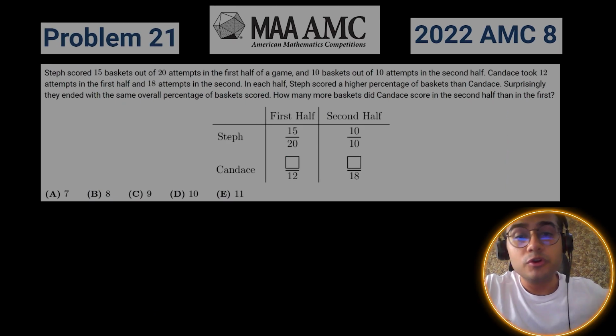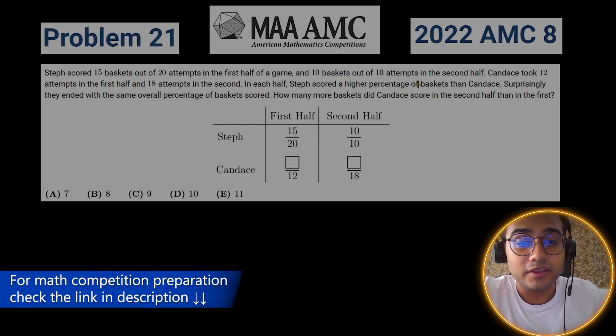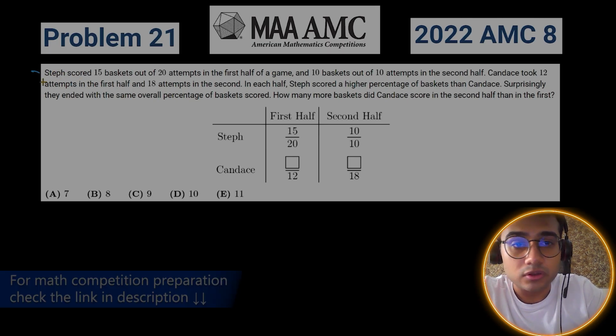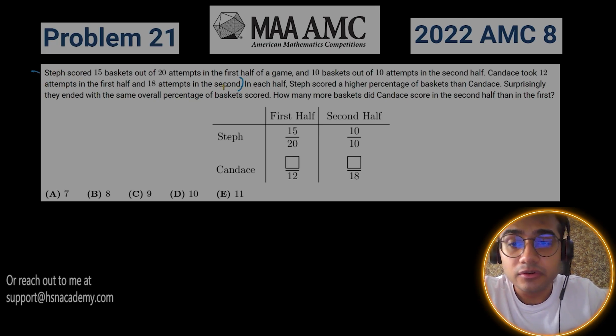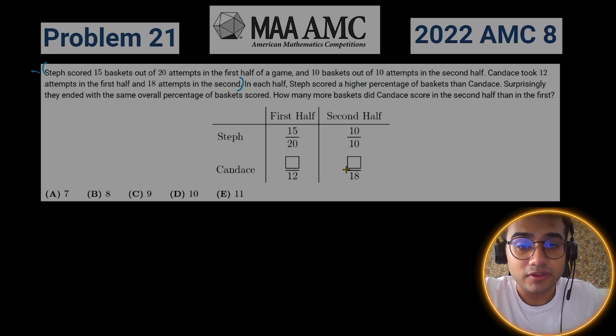Let's approach this word problem step by step. So what are they telling us? They're telling us that Steph scored 15 out of 20 baskets in the first half of the game and 10 out of 10 baskets in the second half. So actually this information right here in the first two lines until here is just this table. So we can see in the first half, Steph scored 15 out of 20. In the second half, he scored 10 out of 10.